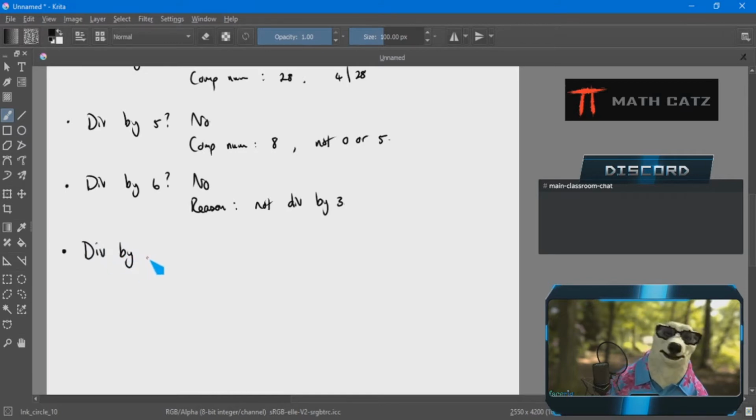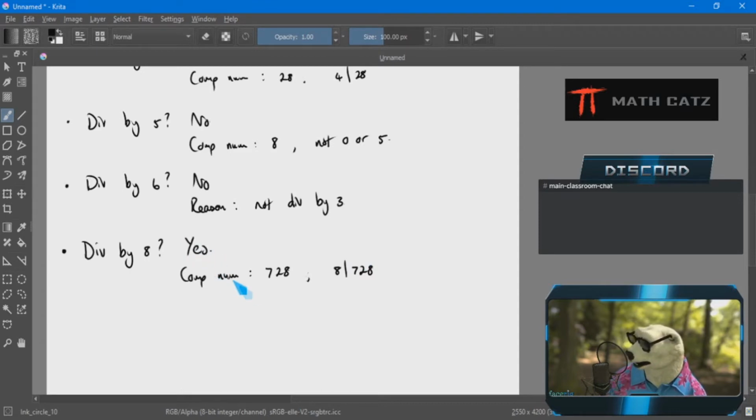We of course skip 7. And next up is 8. I have to have my comparison number, which in this case is the last 3 digits, 728. And then I can see, well, 8 divides into 728. How do I know? Because I do a quick long division in my head. 8 goes into 72 9 times with no remainder. 8 left, 8 goes into 8. There's not going to be any remainder. I don't care what the answer to the division is. I'm just interested in, is there a remainder or not?